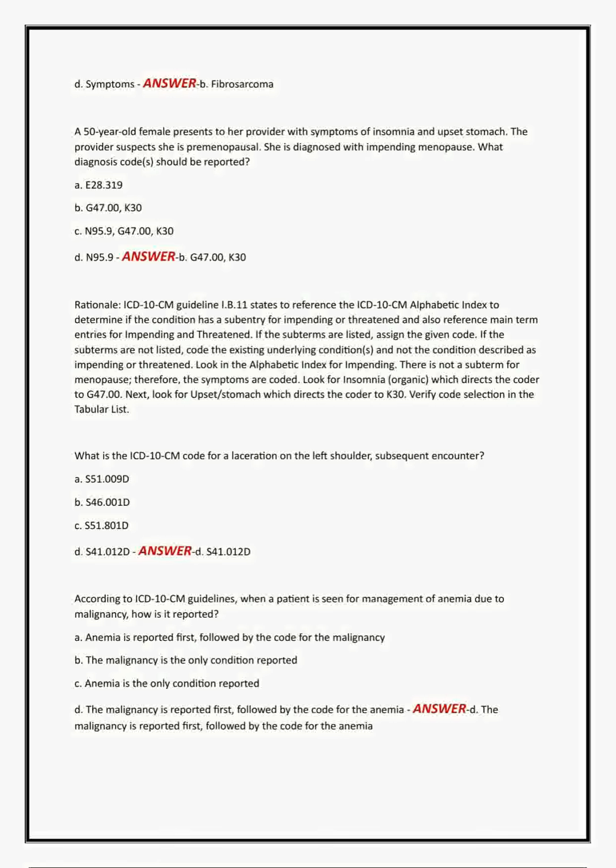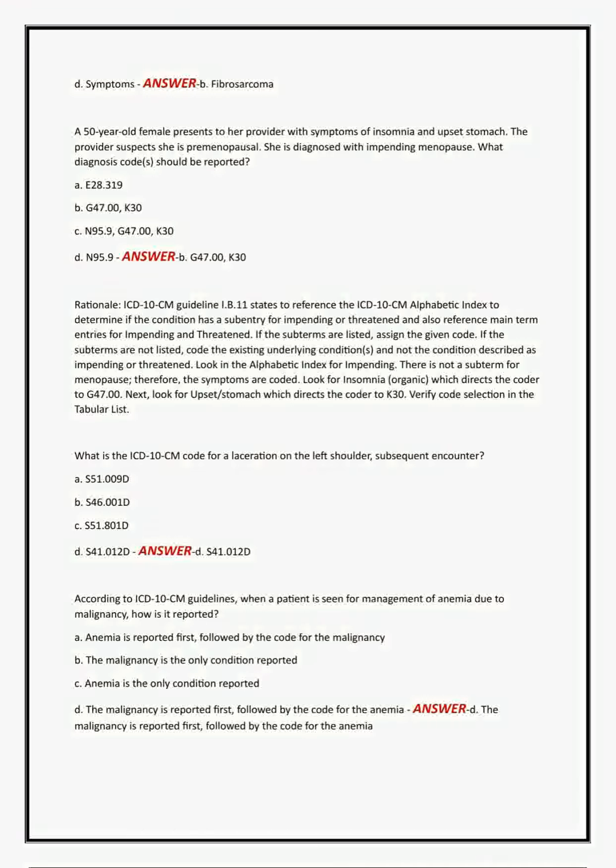A 50-year-old female presents to her provider with symptoms of insomnia and upset stomach. The provider suspects she is premenopausal. She is diagnosed with impending menopause. What diagnosis codes should be reported? A. E28.319. B. G47.00, K30. C. N95.9. D. G47.00, K30, N95.9. Answer B.